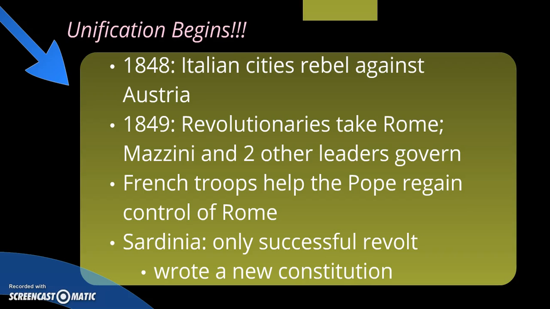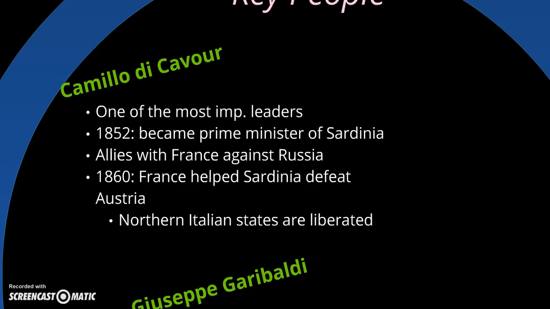All right, and so next, the process of unification began in Italy. In 1848, Italian cities rebelled against Austria. In 1849, revolutionaries took control of Rome, and Mazzini and two other leaders governed Rome. So he actually takes control. Next, French troops helped the Pope regain control of Rome. And then last, we have Sardinia, the only successful revolt. And in Sardinia, they wrote a new constitution.